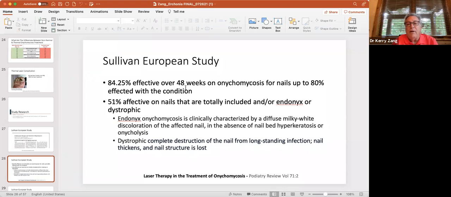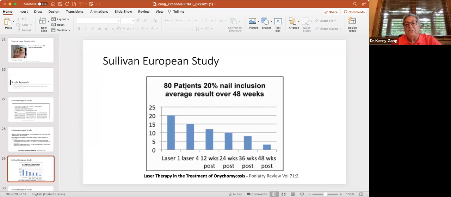And when he's talking about totally included, he was talking about nails that the mycosis went down to and went underneath and into the area of the germinal layer, and there was loss of structure. So he included some very significant patients with significant nail disease. So at 48 weeks, he had pretty good results, ending up somewhere around 85%.